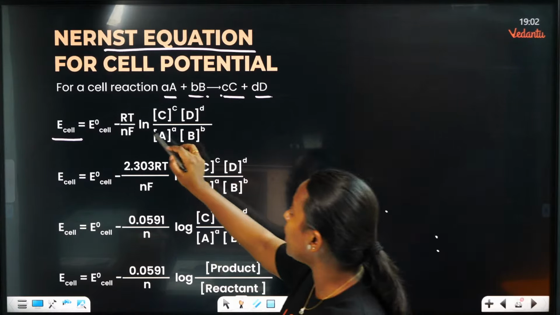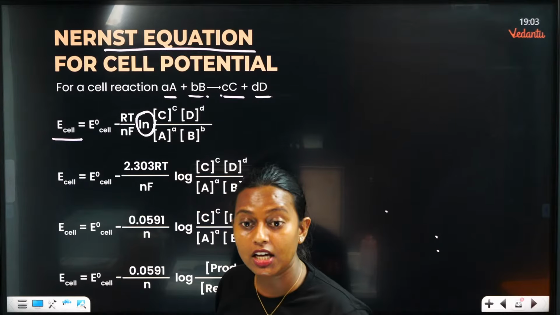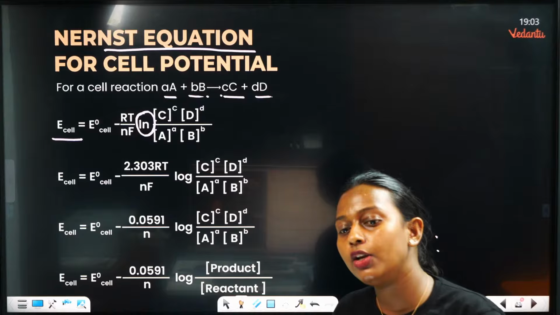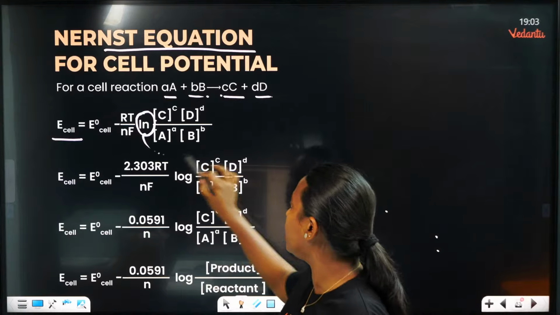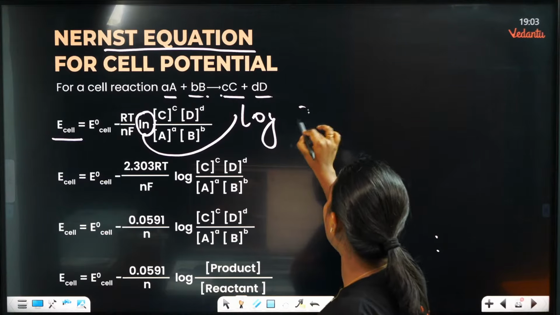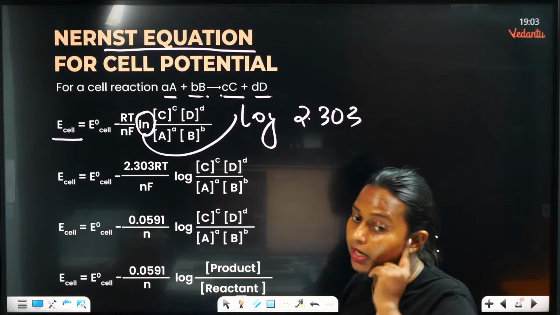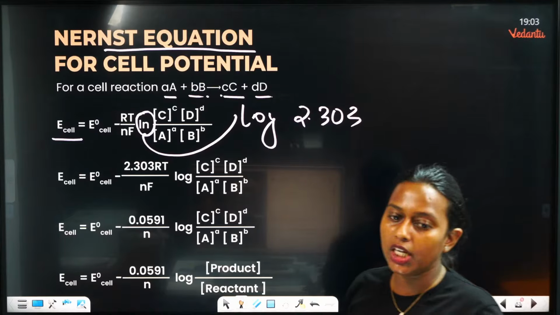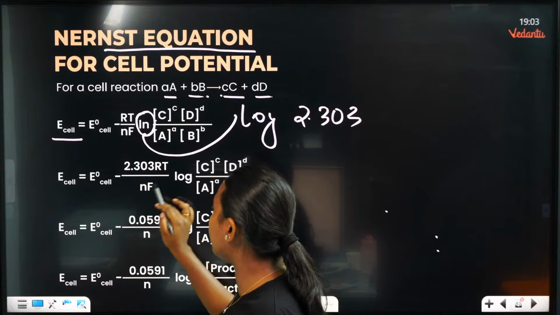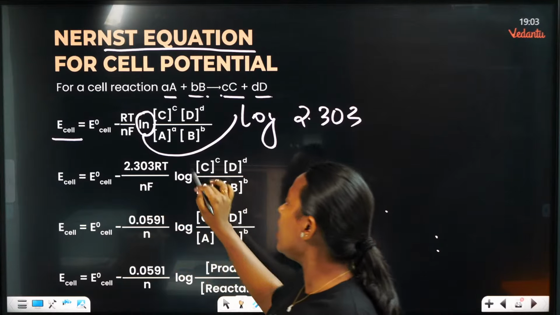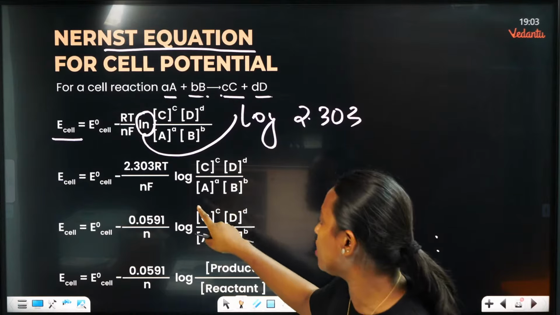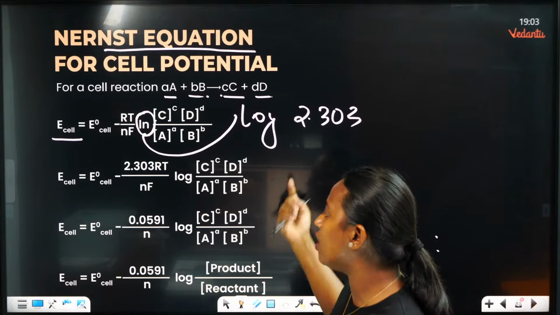Here we have ln, and we should convert it to log. How will we convert to log? By multiplying with 2.303. Next, 2.303 divided by nF log of concentration of C raised to c into concentration of D raised to d, divided by concentration of A raised to a into concentration of B raised to b.